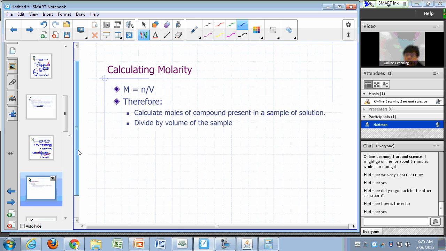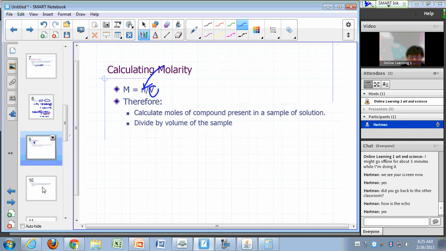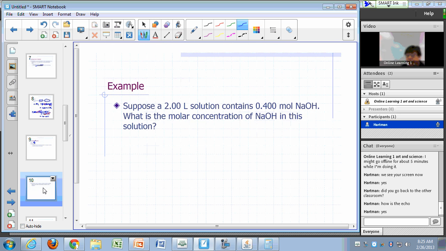If you need to calculate molarity of anything, all you really need to do in general is to just divide however many moles you have by the volume in liters. Okay. So let's look at another example. Let's say you have a 2-liter solution containing 0.4 moles of sodium hydroxide. What's the molar concentration of sodium hydroxide?